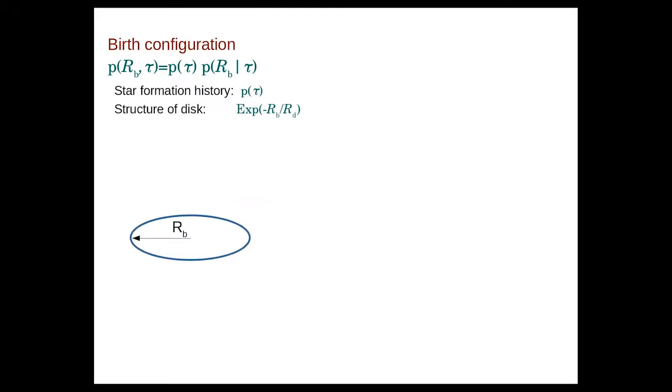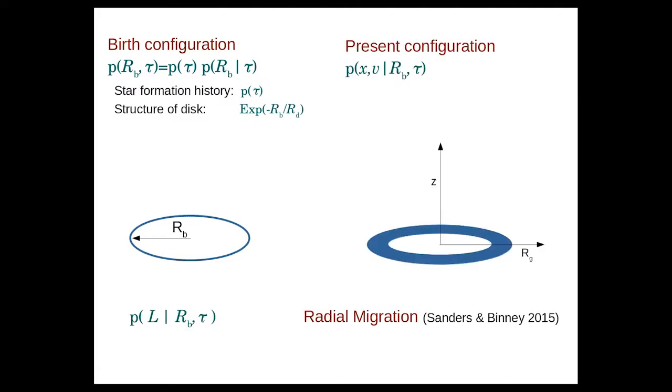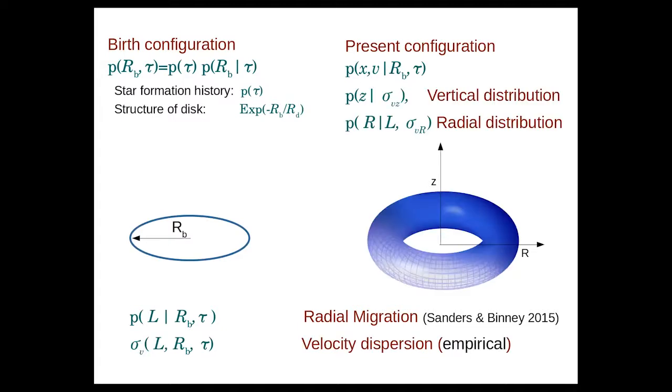Now, imagine stars that are born at a particular birth radius. How would the distribution of those stars look now? Well, the first thing that will happen is radial migration, which will lead to a spread in angular momentum. But if you focus on stars with a given angular momentum, they would have a distribution in Z as well as in R. Okay. And this distribution, the scatter, is governed by the velocity dispersion.